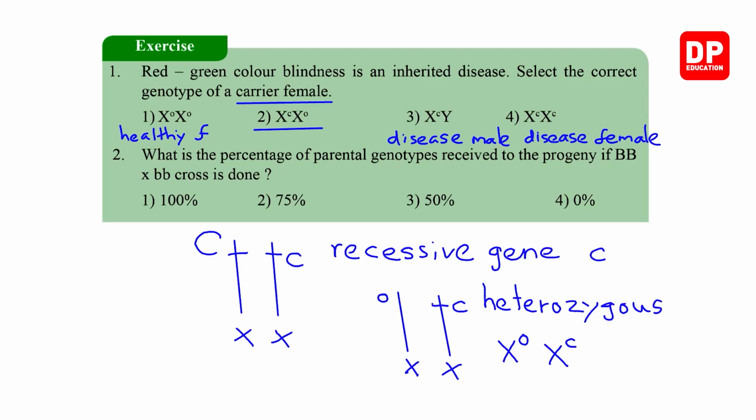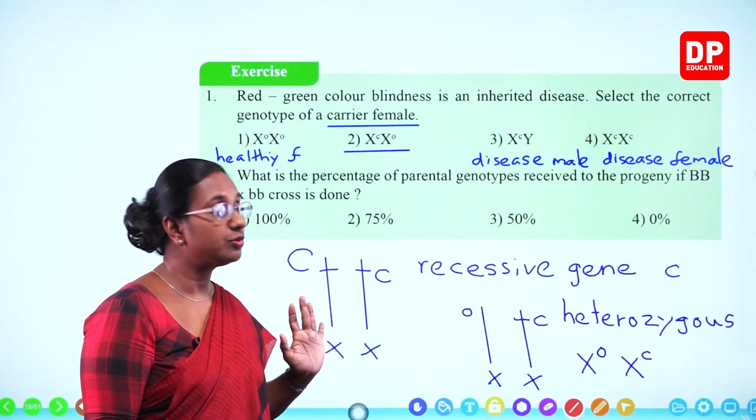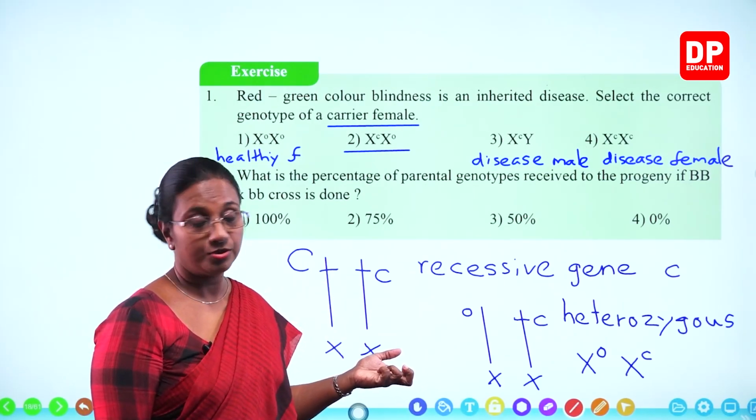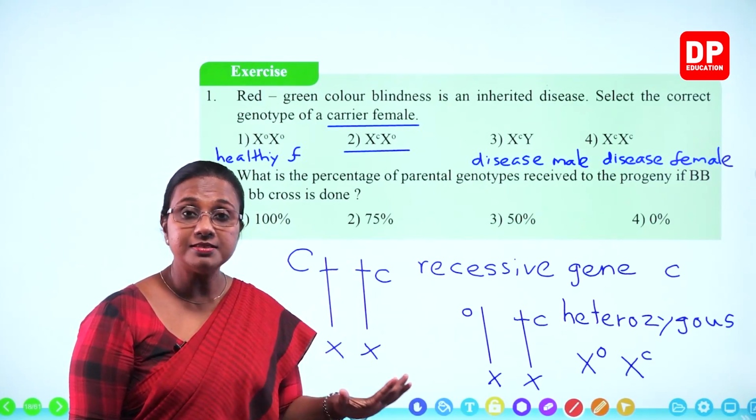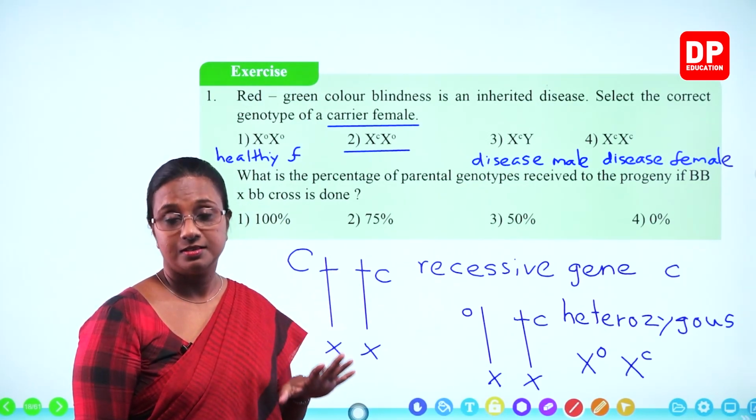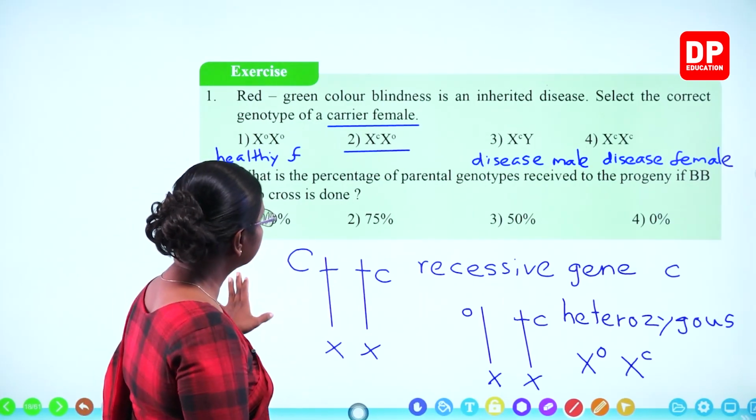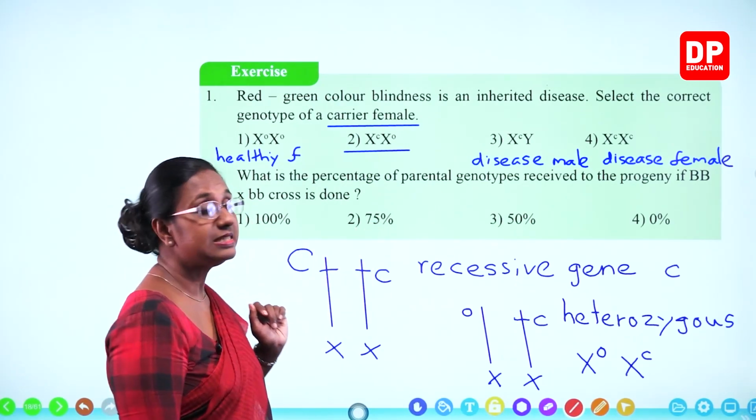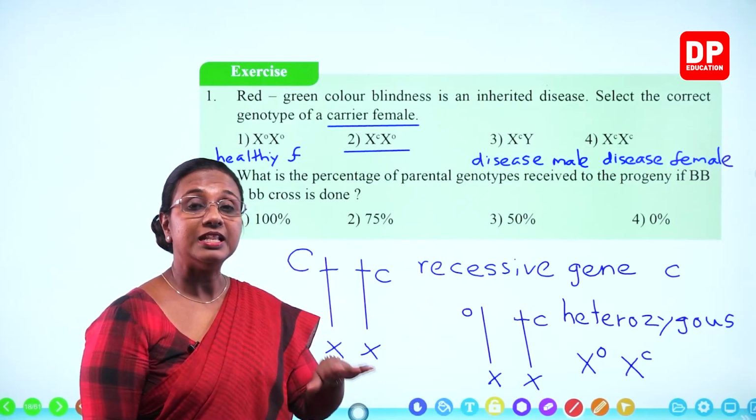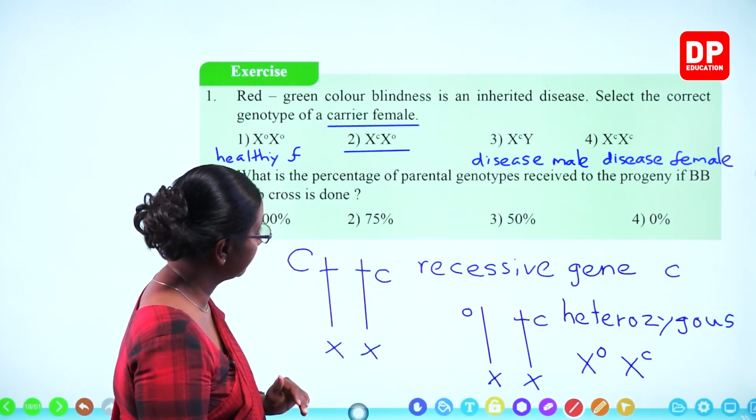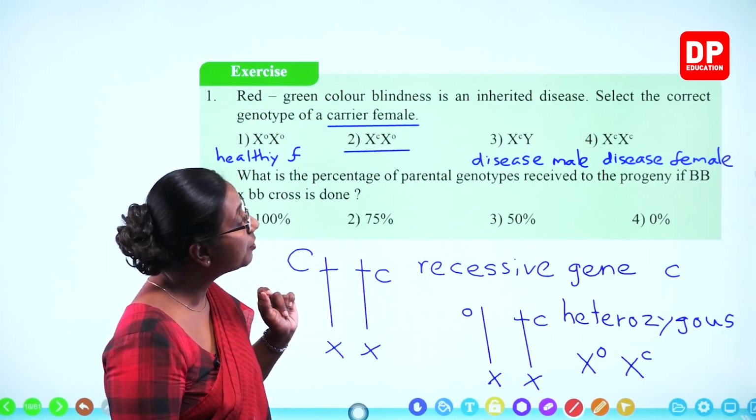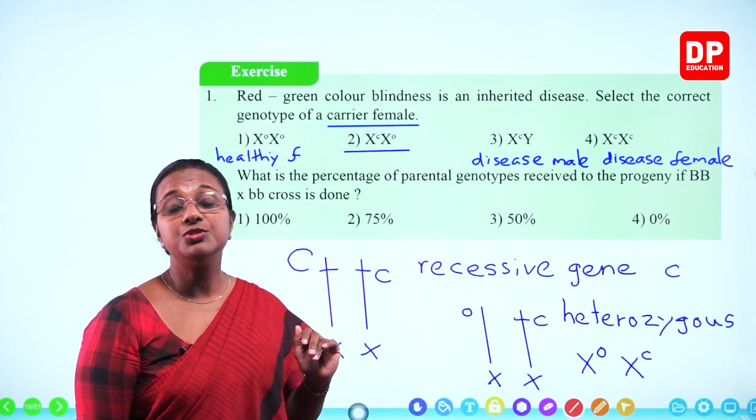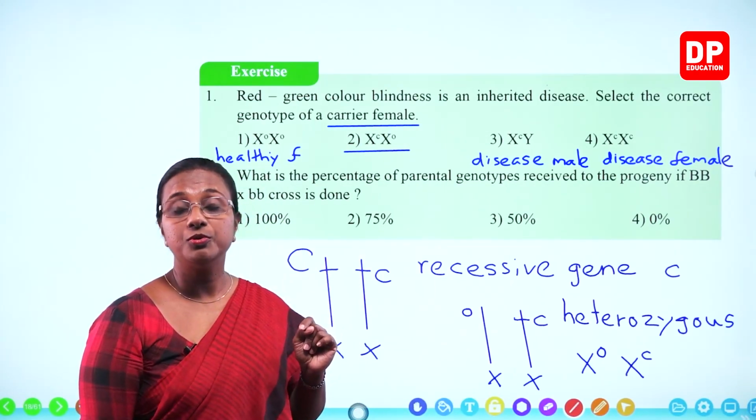What is the percentage of parental genotype? What are the parental genotypes? Capital B, the dominant homozygous genotype, and simple B, the recessive homozygous genotype. Here, they want you to find the percentage of capital B and simple B obtained in the next generation, the first generation. That is what is meant by progeny. Progeny means offspring. From the parents, the new generation that is formed is known as the progeny.